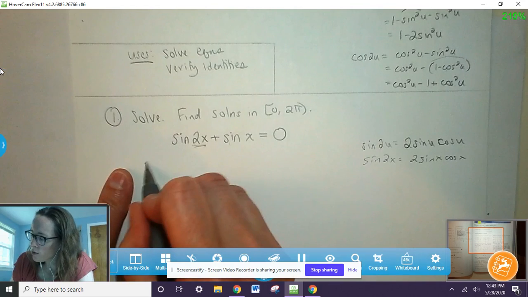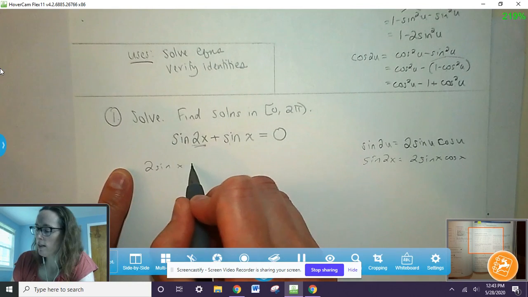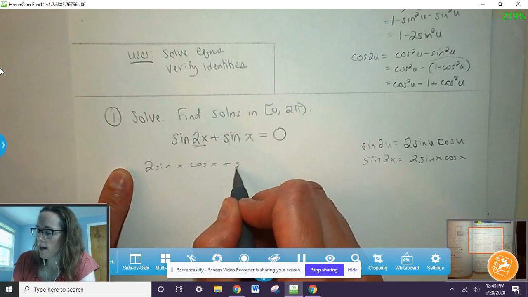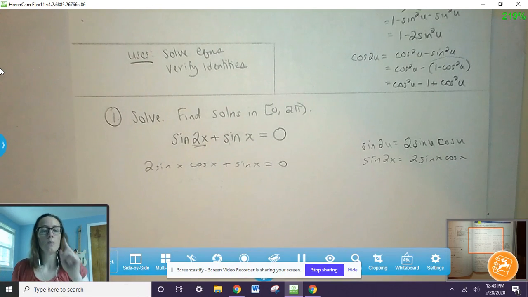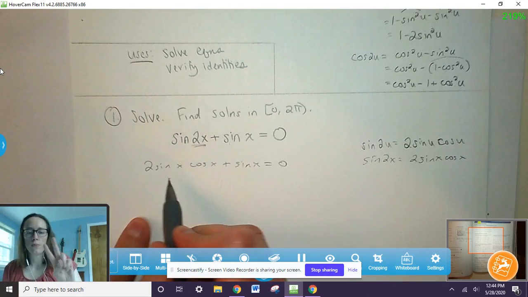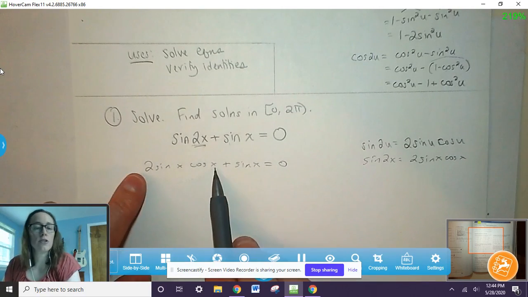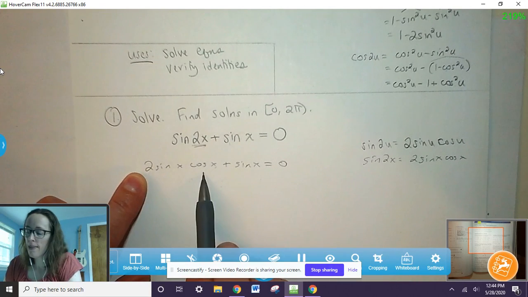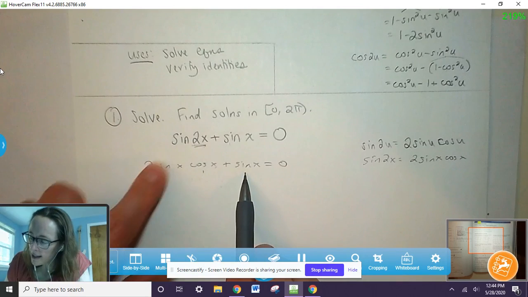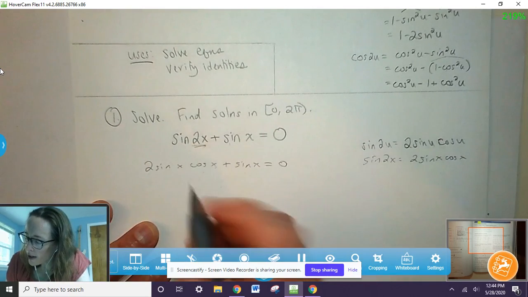And at first you might say, wait a minute, that looks worse. Because now it's not all sine, now you have 2 different trig functions, sine and cosine. But that's okay, because this one factors. So if you look, you have 2 terms. This is 1 term. It has 3 factors, but it's 1 term. It's 2 times sine times cosine. This term is sine. They both have sine in common. So we can factor out a sine of x.